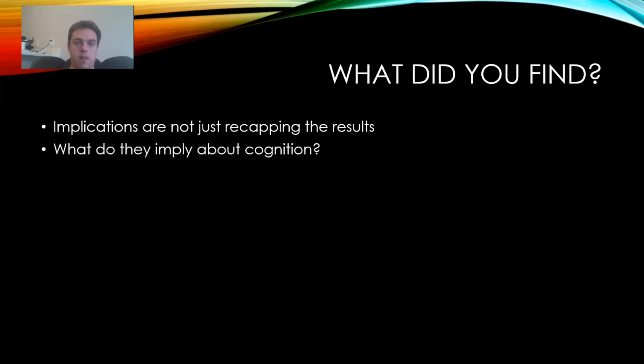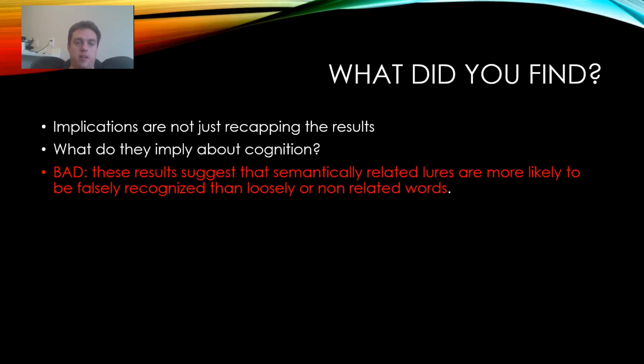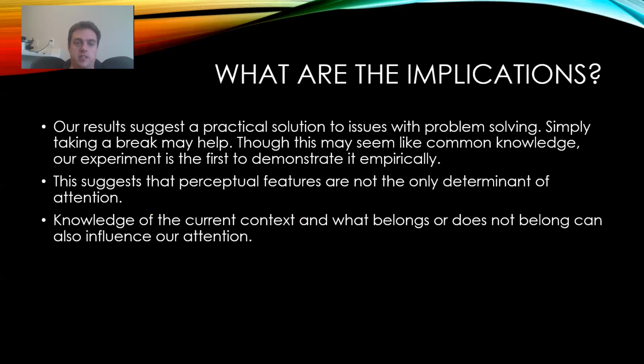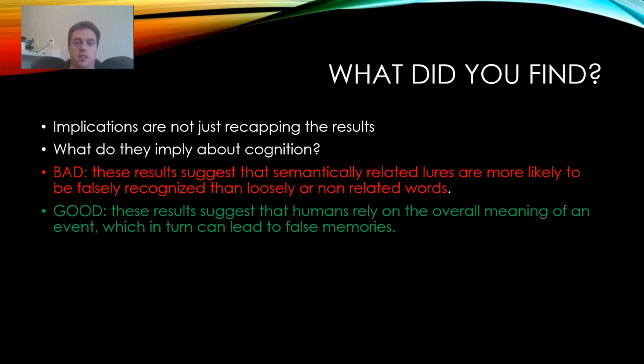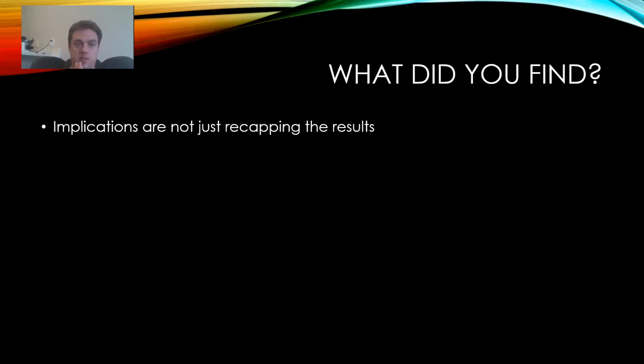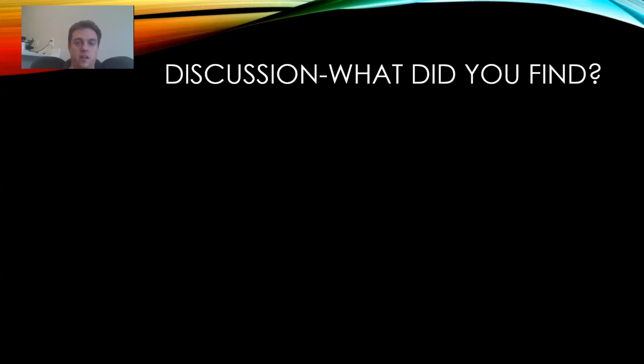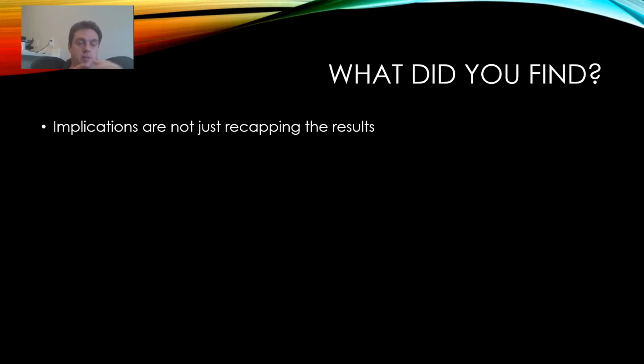Kind of moving on from there, an important thing I want to emphasize in terms of implications, before we get into implications, is that you're not just recapping the results. You're recapping the results in English prior to the implications, right? In this section, what did you find? But when you move on from that to the next part, what does this actually tell us about cognition, right?